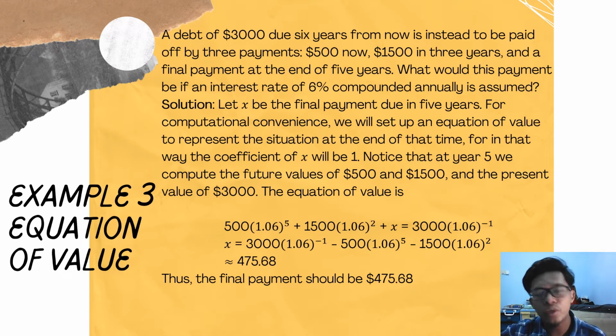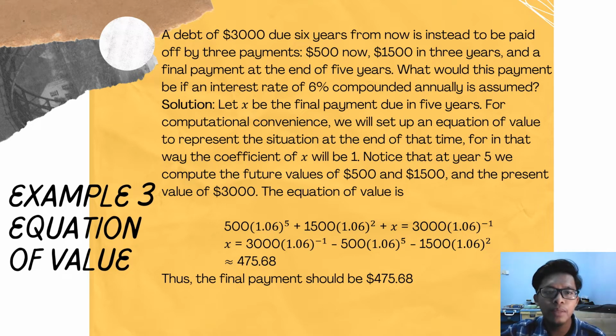So let's move to example 3, which is equation of value. The given problem is a debt of $3,000 due 6 years from now is instead to be paid off by 3 payments, which is $500 for now, $1,500 in 3 years, and a final payment at the end of 5 years.